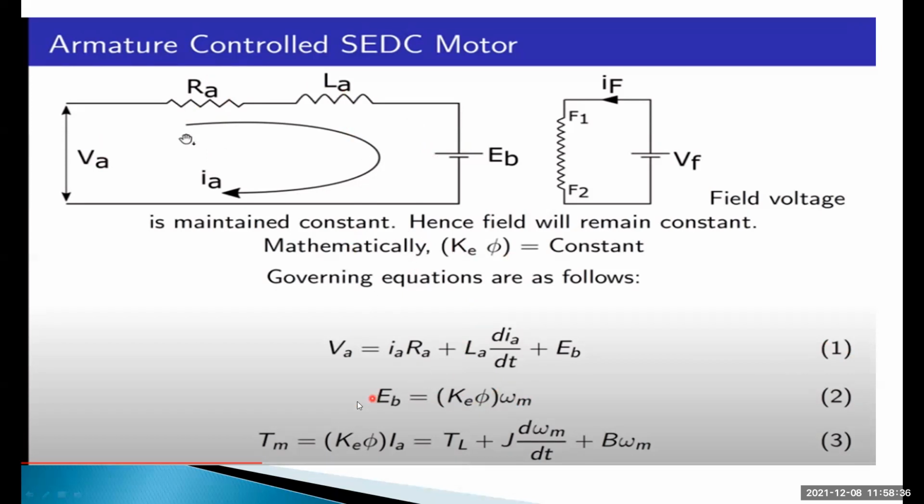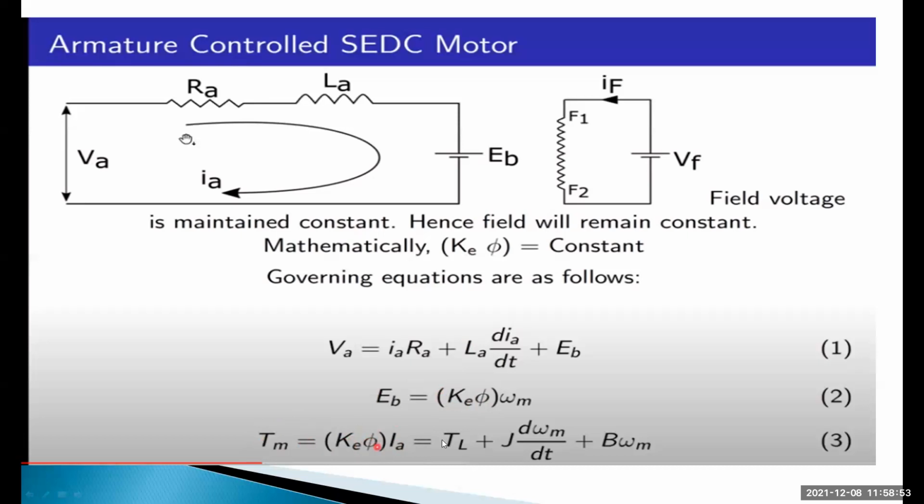And then the torque developed by the motor, this is called TM, is equal to K into phi into IA. Here the field is constant, so here also in the field, K into phi into IA.